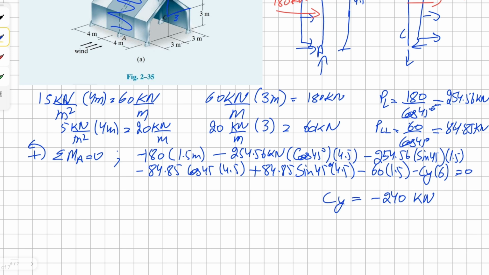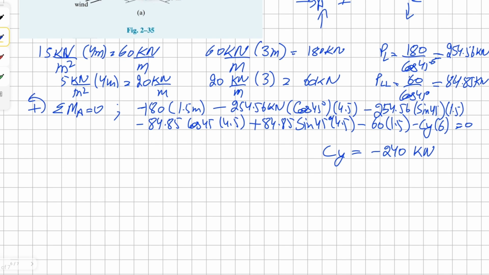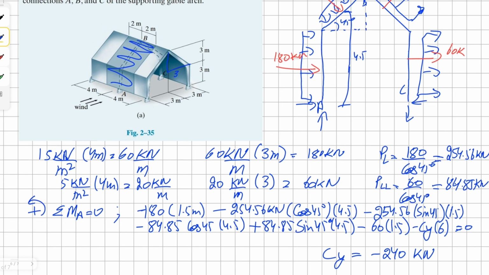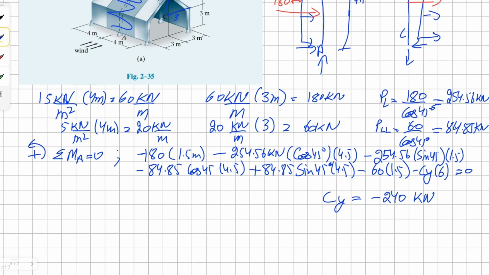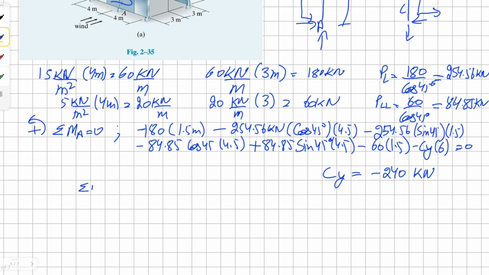This means our assumed direction for Cy is wrong, but we're not going to change it right now. We're just going to keep it as it is. The formula will take care of it. We don't have to worry about this at all. Okay, so now that we have Cy, we can sum the forces in the y direction and look for our value for Ay.